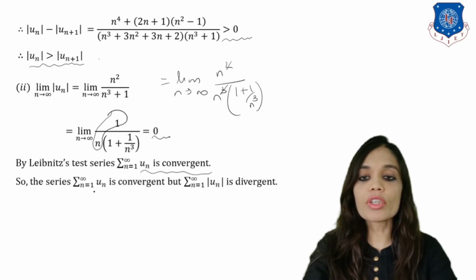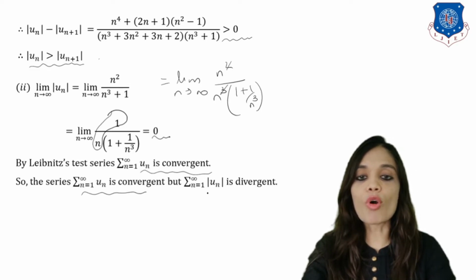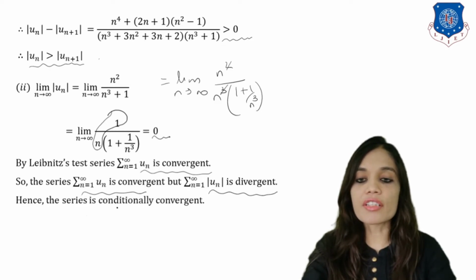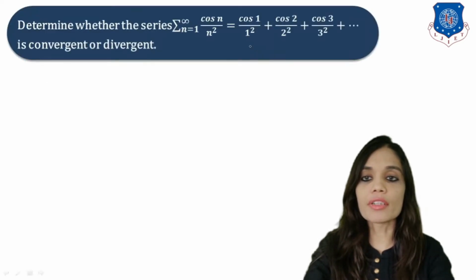So what we have proved? That series Σ un is convergent, but series Σ |un| is divergent. Hence our given series is conditionally convergent. Okay. Let's solve one more example.